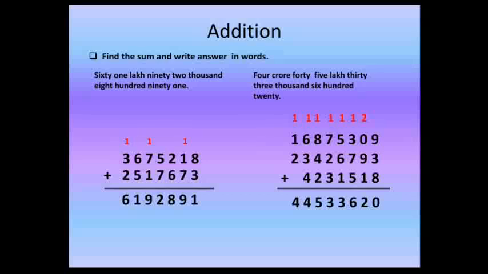Now let's discuss one example of addition. The question is: find the sum and write the answer in words. So example number 1 is 36,75,218, that is the addend, and the other one is 25,17,673. When you add these two addends, you will get the answer, that is the sum, 61,92,891.